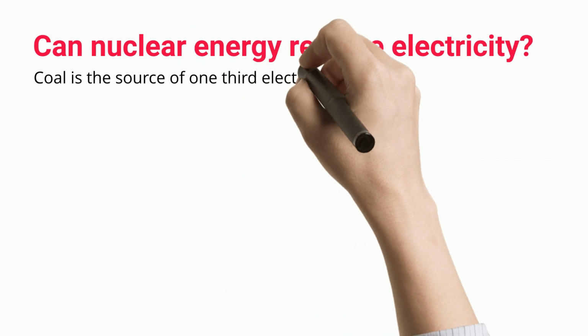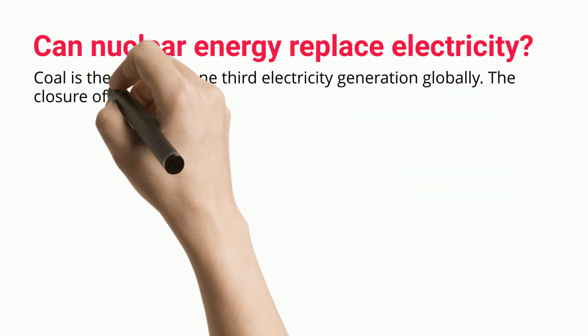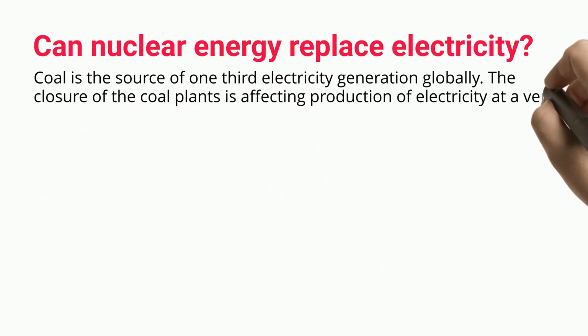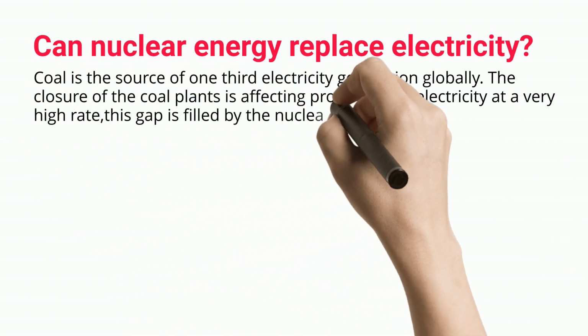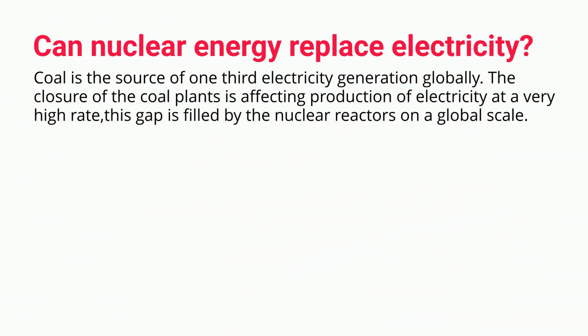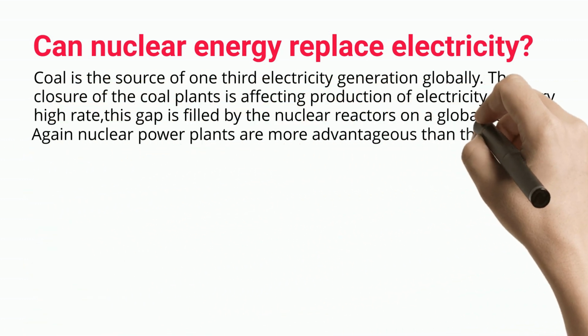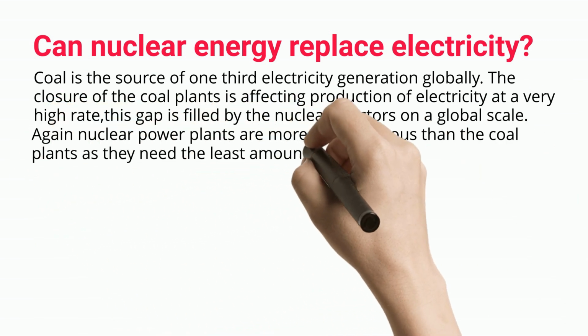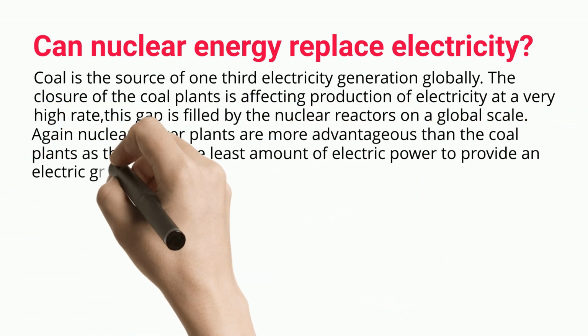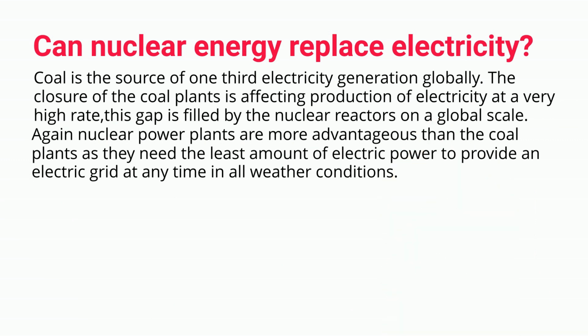Coal is the source of 1/3 electricity generation globally. The closure of the coal plants is affecting production of electricity at a very high rate. This gap is filled by the nuclear reactors on a global scale. Again, nuclear power plants are more advantageous than the coal plants as they need the least amount of electric power to provide an electric grid at any time in all weather conditions.